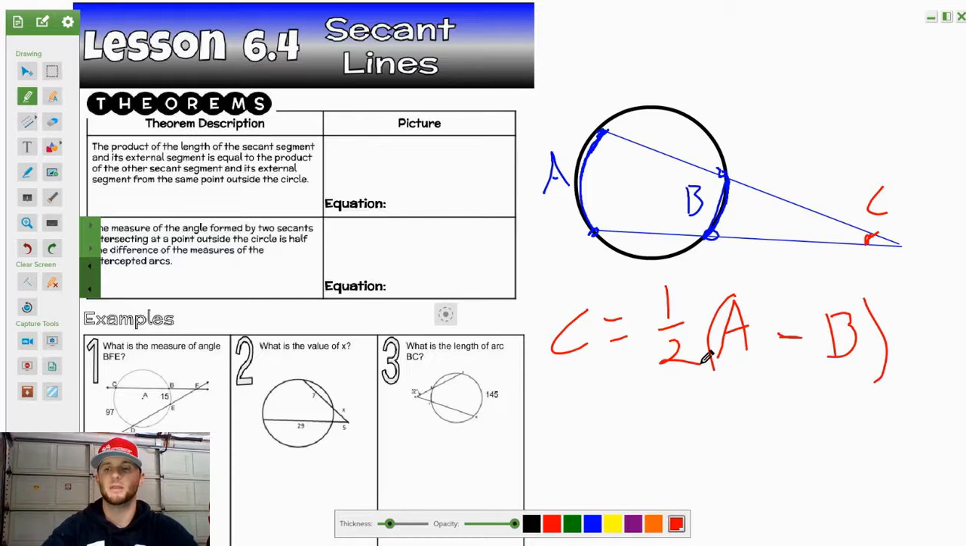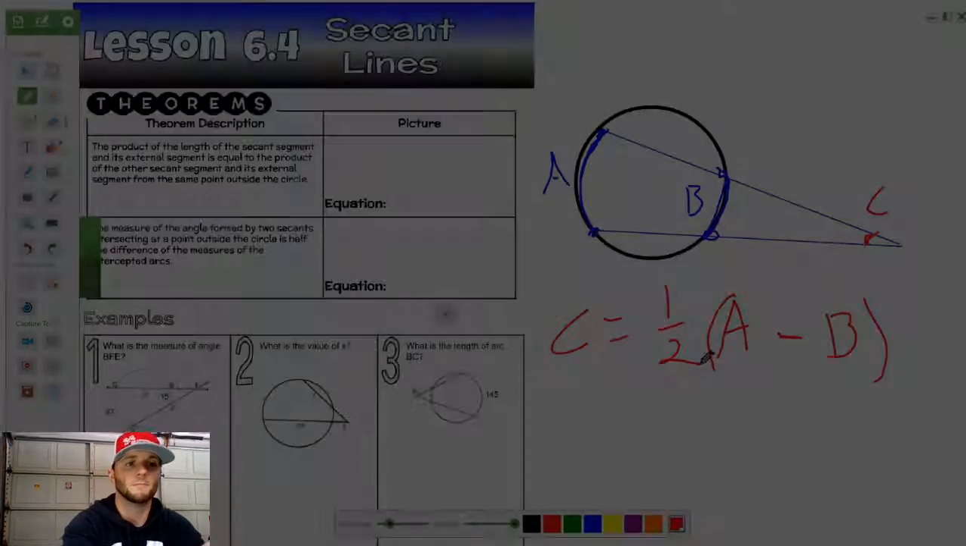So right now, ladies and gentlemen, this is going to be what you're going to put inside that picture section right there, and you're going to end up using that. Okay? So let's take what we just looked at. We're going to apply it to our example 1, 2, and 3, and then we'll move on and let me know if you have any questions. So let's move over to example number 1.